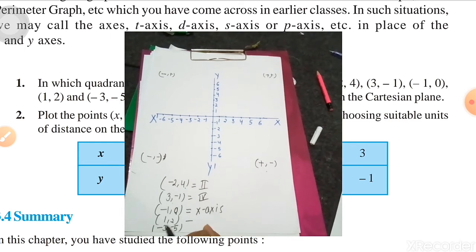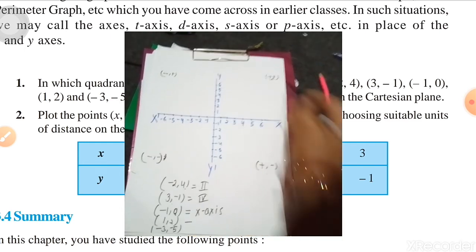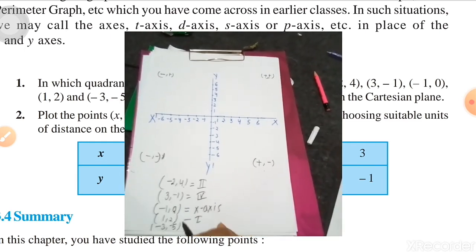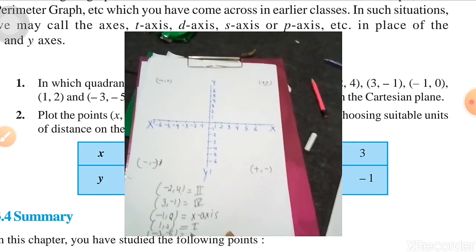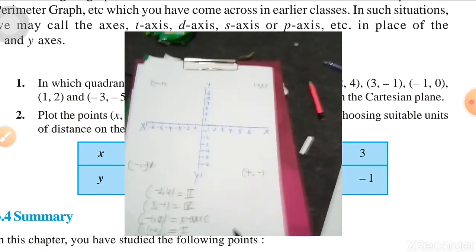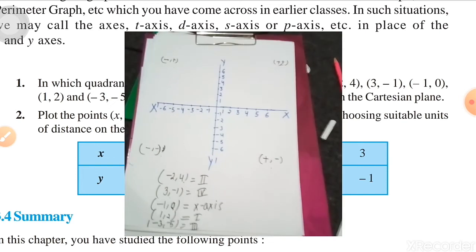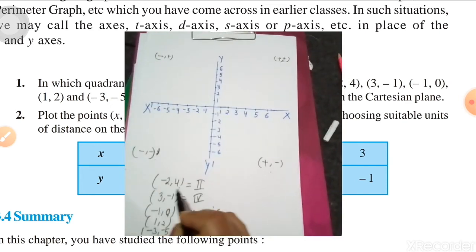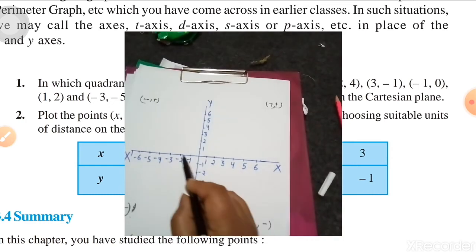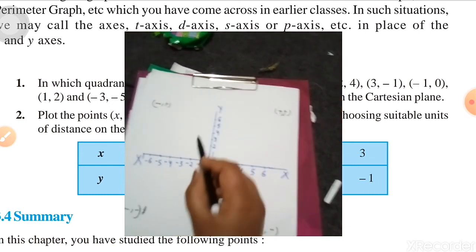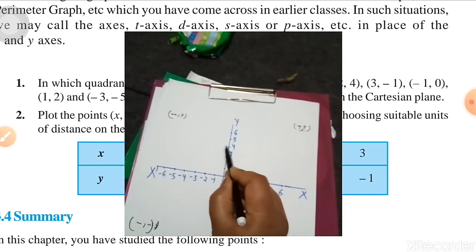And the next one is 1, 2, both are plus, so it will lie on the first quadrant, and the last one is minus, so it will lie on the third quadrant. Now we have to locate all these points. So the first point, minus 2 comma 4. Minus 2, first you will move here, minus 2 comma 4, so you will stop in front of the 4.